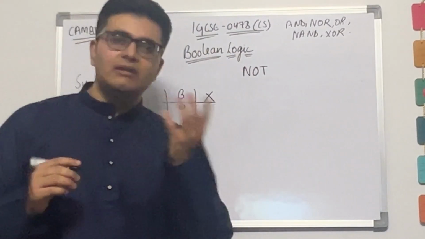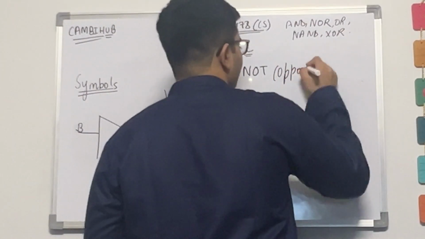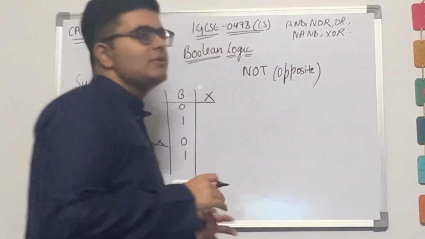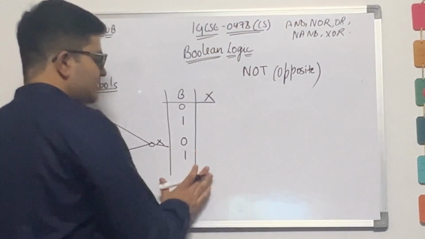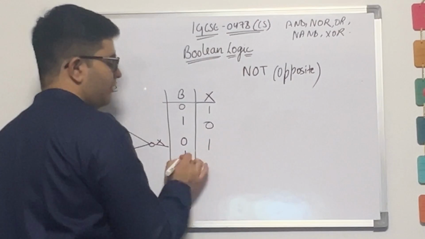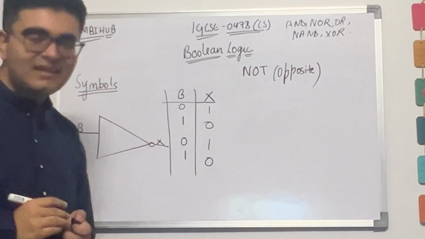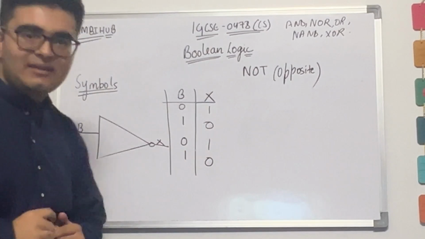NOT gate is also called the opposite gate, because we do opposite of whatever is given to us. So if this is given to us, 0 will become 1, 1 will become 0, 0 will become 1, and 1 will become 0. Easy, right? This is what NOT gate looks like.